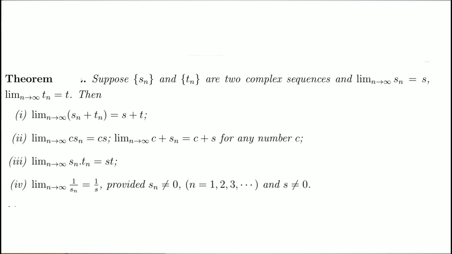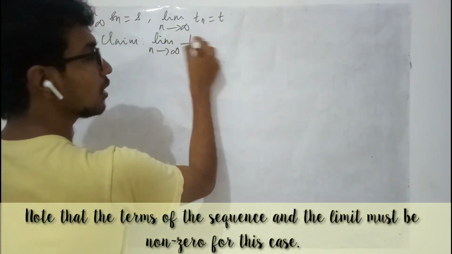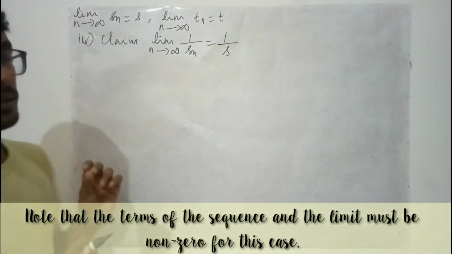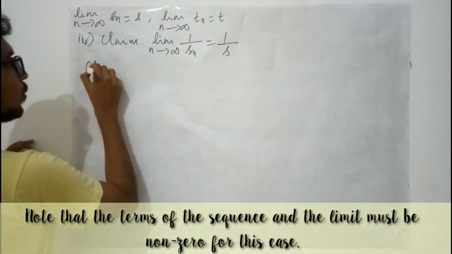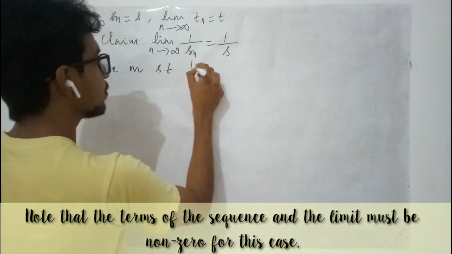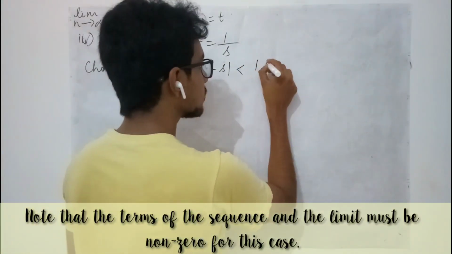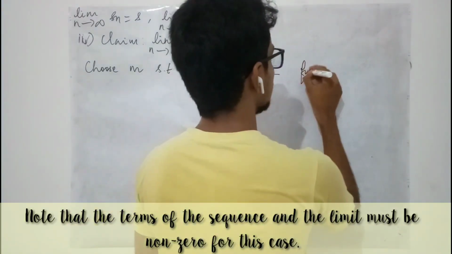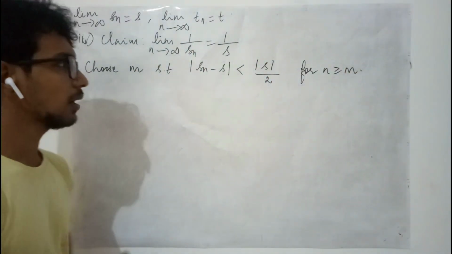Here, what are we about to prove? We are about to prove limit n goes to infinity 1 upon Sn is 1 upon s. Now what I am going to do is choose some m such that absolute of Sn minus s is less than absolute of s upon 2. Is it possible? One may have to think, right?